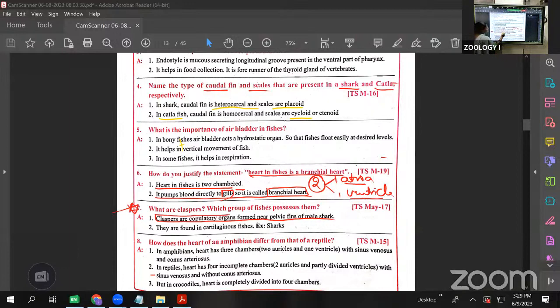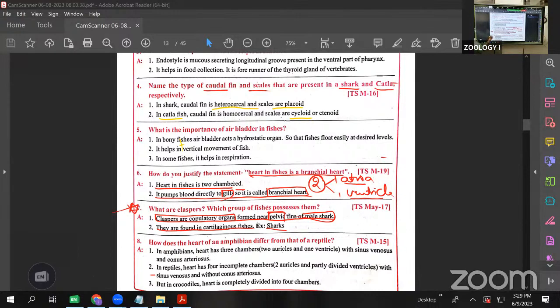Claspers are useful for copulation. That's why we call claspers the copulatory organs. They are formed near the pelvic fin in the male shark, in the pelvic region. They are found in cartilaginous fishes. Claspers are present in cartilaginous fishes. These are the copulatory organs present in the male shark in the pelvic region. The example is sharks.